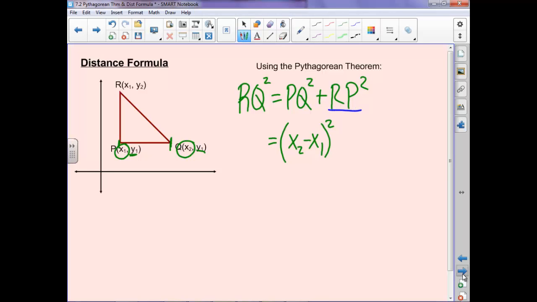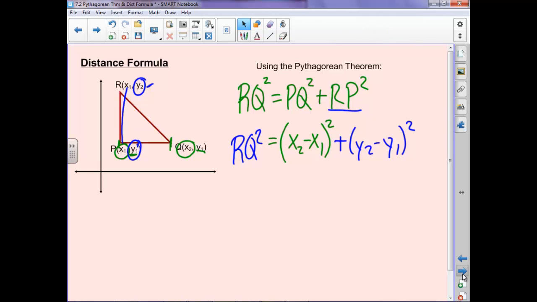Now with RP, notice here your y's are what's different. Your x's are the same. So your distance is just however high this one is minus how high up this one is. Squared. This is still equal to our hypotenuse squared.